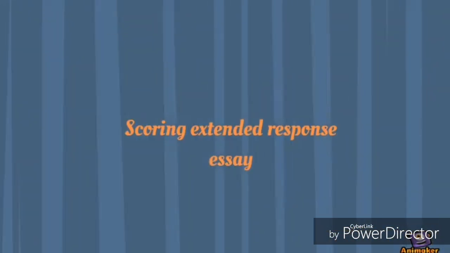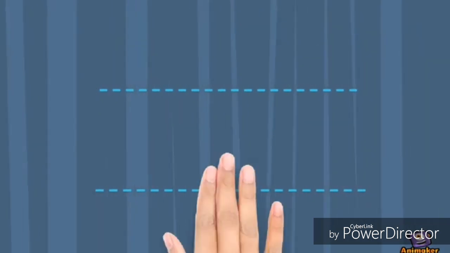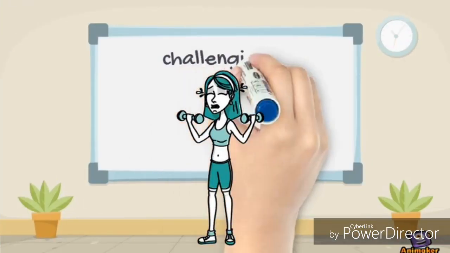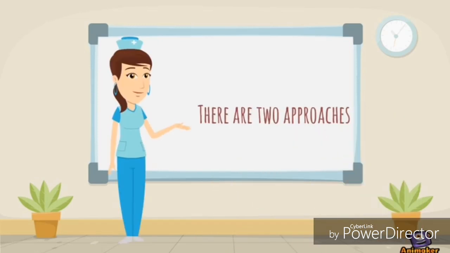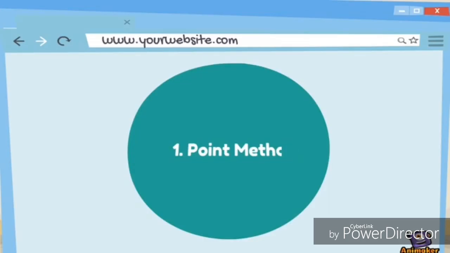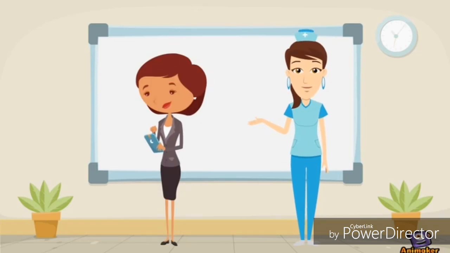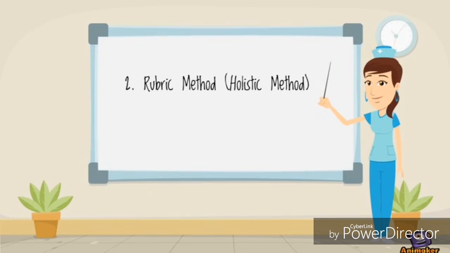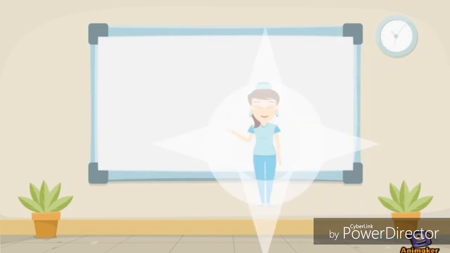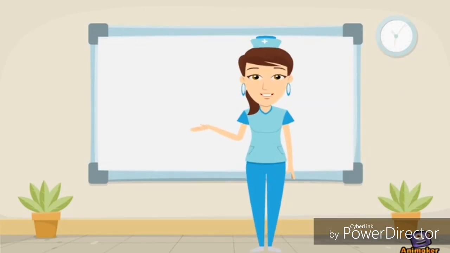Next is scoring the extended response essay. This type of response essay is quite challenging to score because there are two types of approaches. The first approach is the point method, where the instructor lists the elements that must appear in the answer and assigns points to those elements. The second approach is the rubric method. This includes qualitative rating scales, and is most useful if the teacher is just as concerned about the overall quality of the answer and writing style.